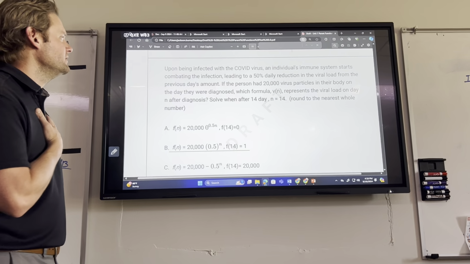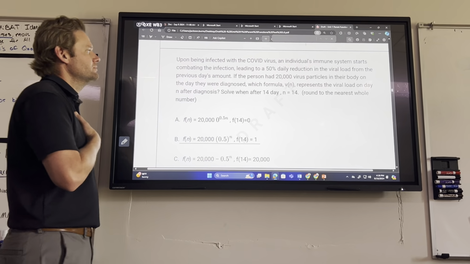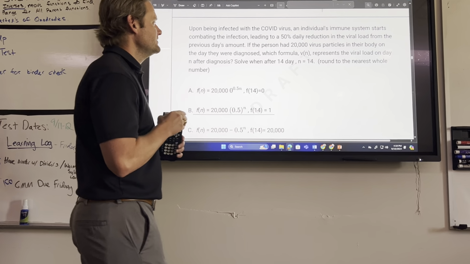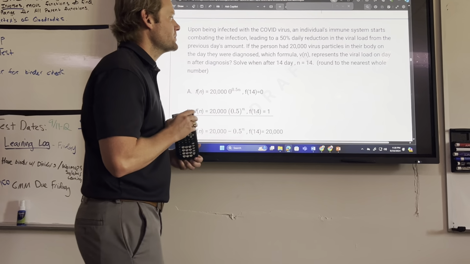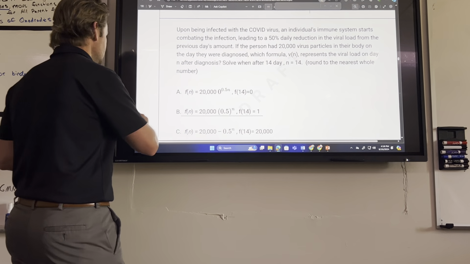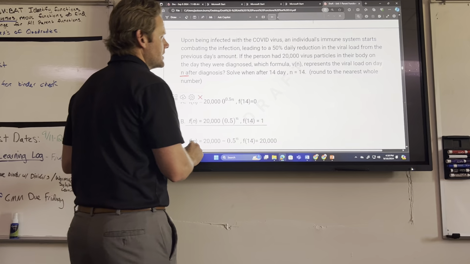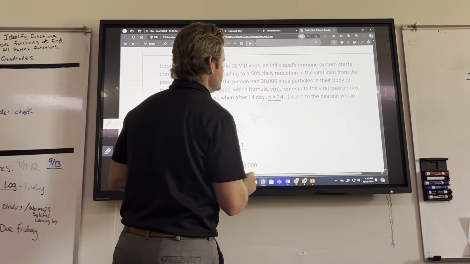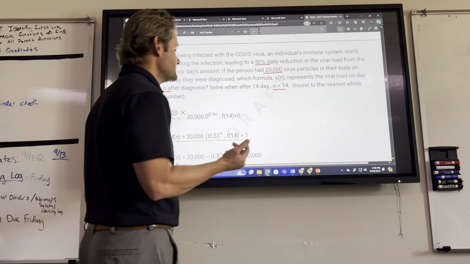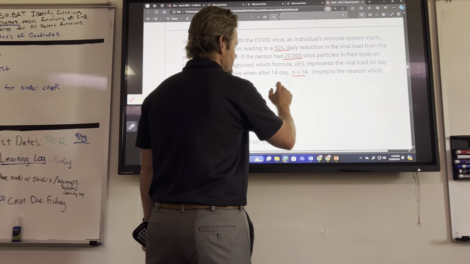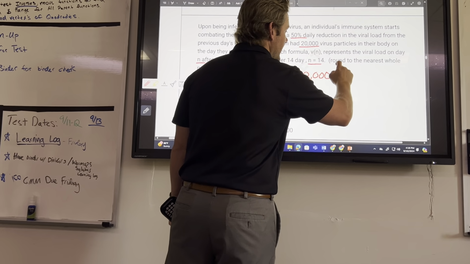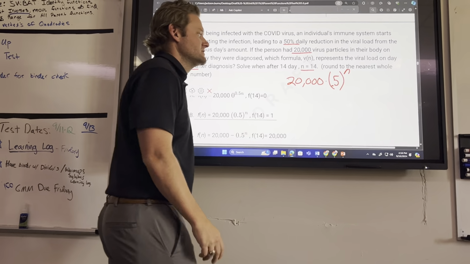All right. Upon being infected with the COVID virus, an individual's immune system starts combating the infection, leading to a 50% daily reduction in viral load from the previous day's amount. If the person had 20,000 virus particles in their body on the day they were diagnosed, which formula represents the viral load on day n after diagnosed? Solve when n = 14. So it's 50% every day. What does that sound like to you? Yeah, it sounds like a half-life to me, right? So I know my half-life equation. So I start with my starting value times 0.5 or 1/2 to the x, or in this case, we're doing it to the n.